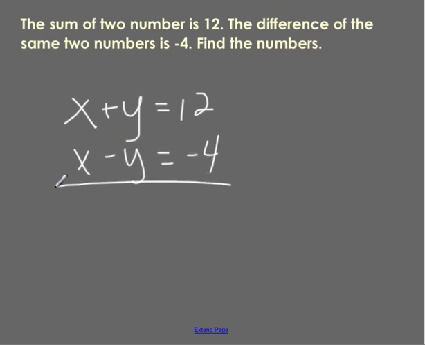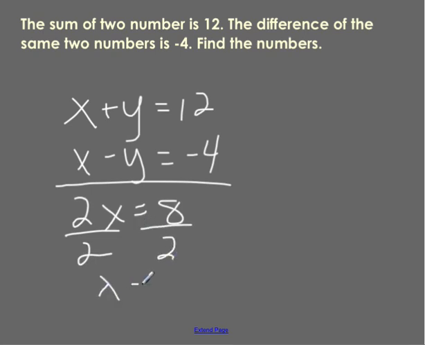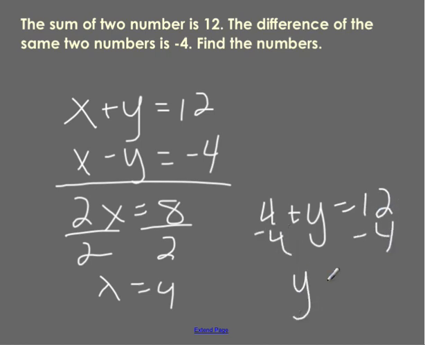Well, this one we can go ahead and just add down the columns because it's already opposite. So we get 2x is equal to 8. Divide both sides by 2, and we get that x is equal to 4. So now we want to plug in for x. So I get that 4 plus y is equal to 12. Subtract 4 from both sides, and we get that y is equal to -8.